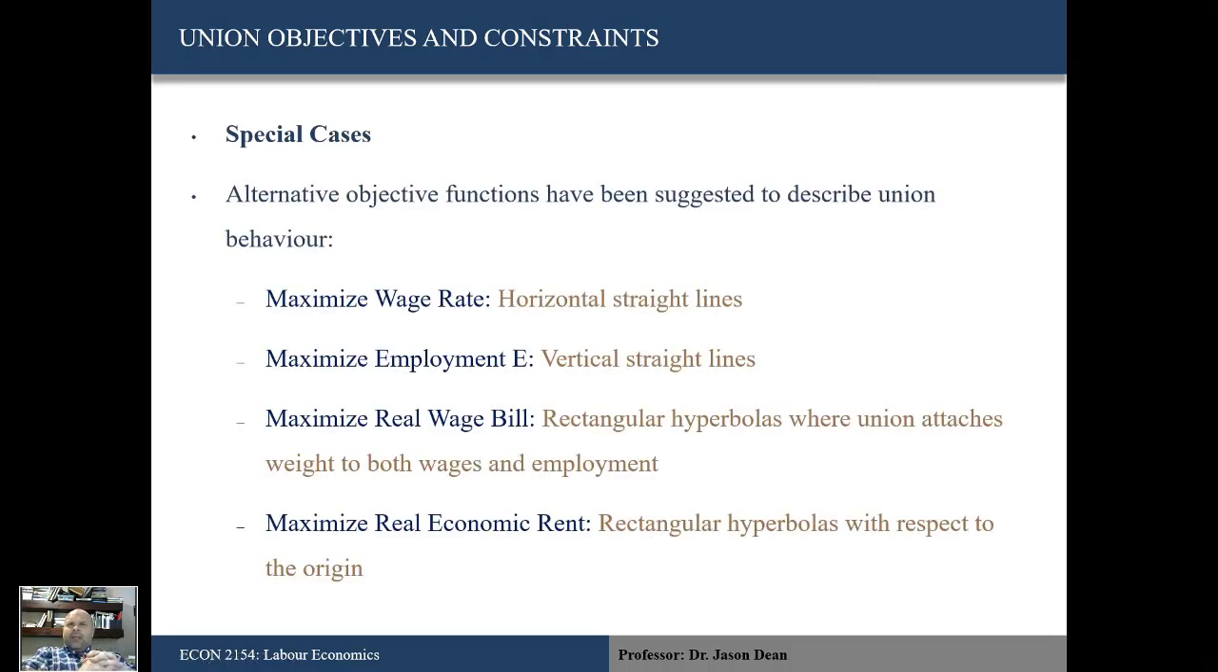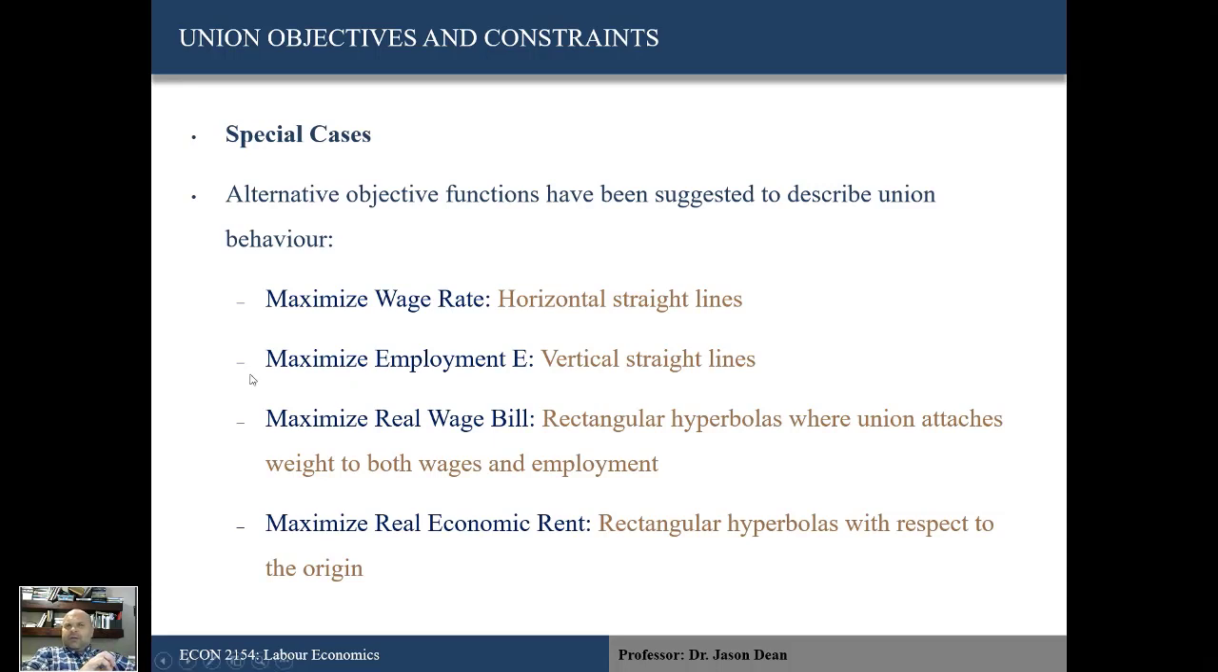So let's suppose that the objective of the union is to maximize only the wage rate. So they don't care about employment. In that case, we would end up with just horizontal straight lines. So there wouldn't be a relationship between wages and employment. It would just be a horizontal straight line. And we'll see these in a diagram in a moment.